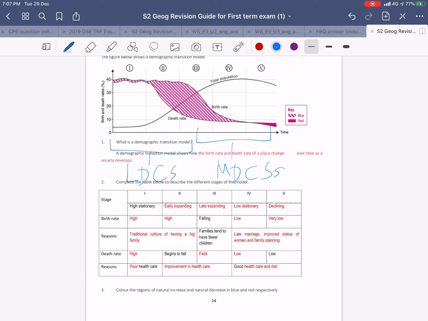Okay, because previously China is an LDC, but right now we are tending to become an MDC. Okay, how about stage 4 and stage 5?